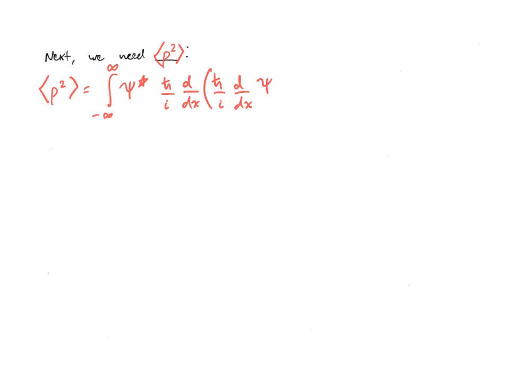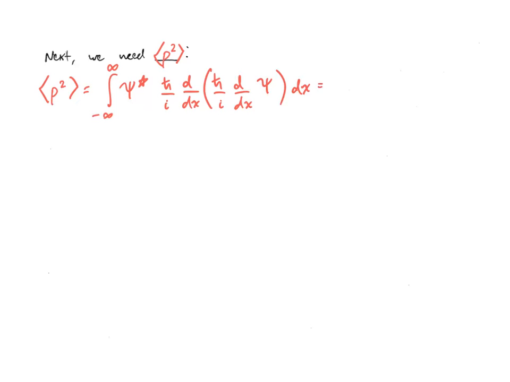Okay, so for this next step, we're going to need to find the average of the momentum squared. And to get that, this is just going to equal an integral from negative infinity to positive infinity, the complex conjugate of the wave function, and then the momentum operator acting on the momentum operator, which is going to be h bar over i, derivative with respect to x, of h bar over i, derivative with respect to x, of the wave function, dx.